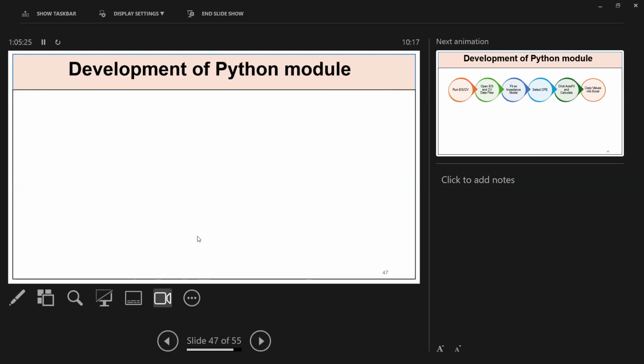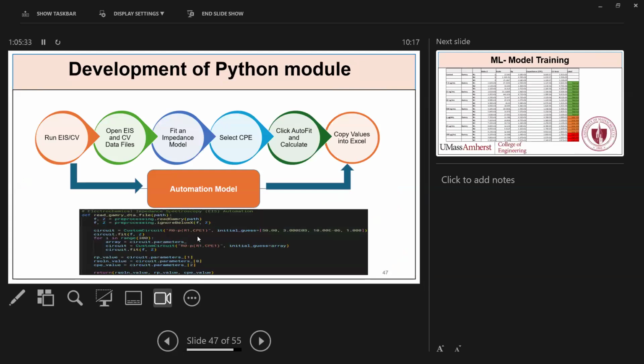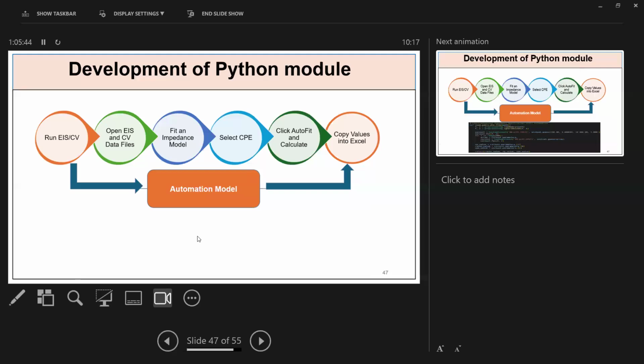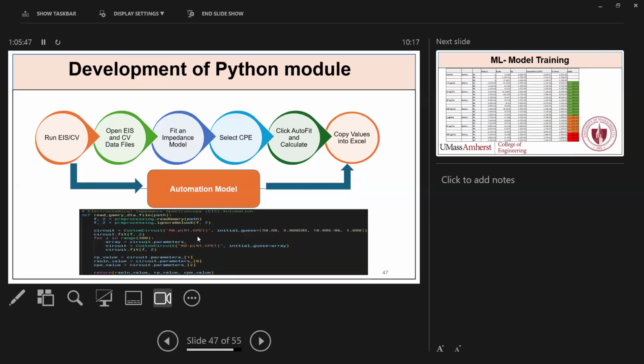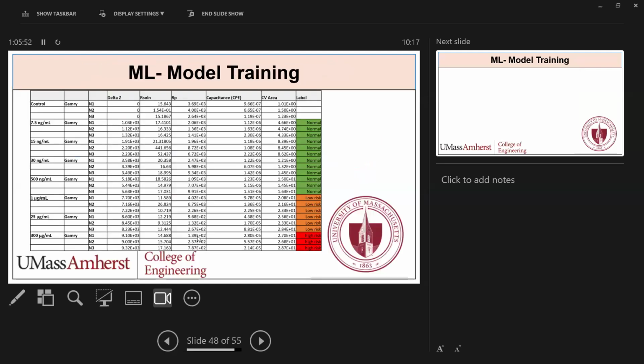So for our experiment, first we developed a Python automation model. We opened the EIS and CV data files, fit them into an impedance model, and selected CPE. We wrote Python code and ran the automation model, and then we trained the model with different parameters. This is just an example, and you might think it's a small set.